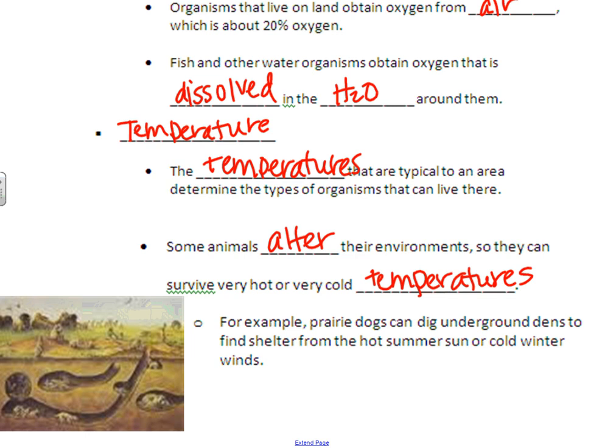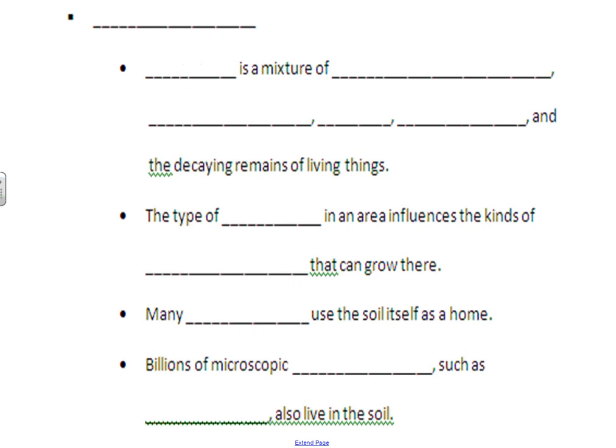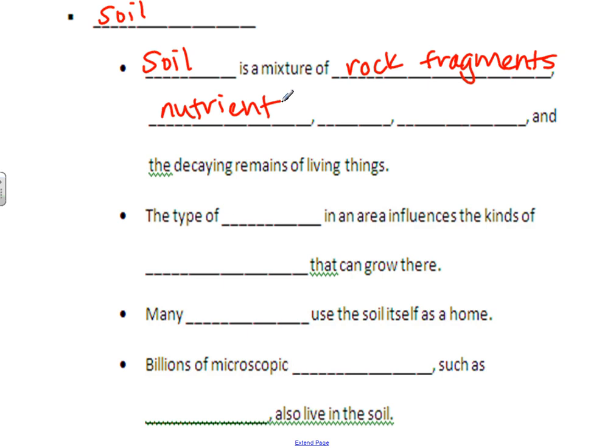And the last abiotic factor is soil. Now, soil is a mixture of rock fragments, nutrients, air, water, and the decaying remains of living things. So that's what makes up soil. Now, the type of soil in an area influences what kind of plants can grow there.